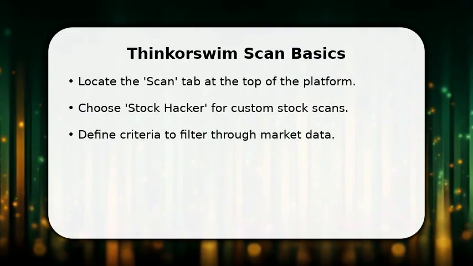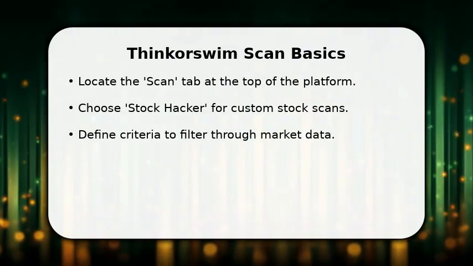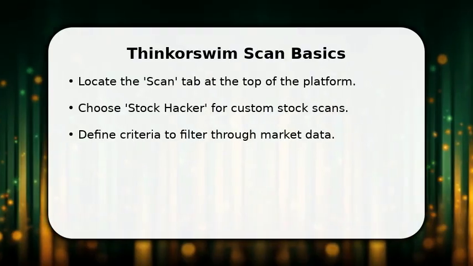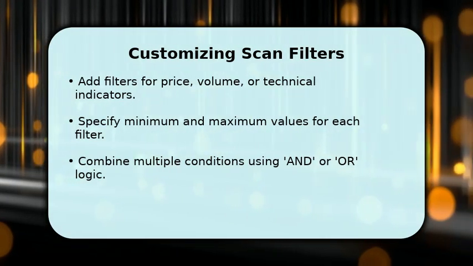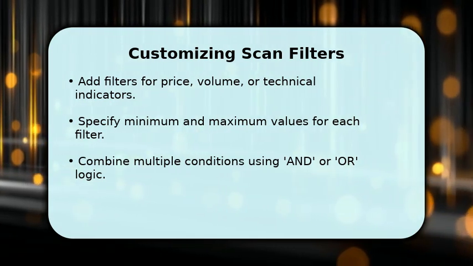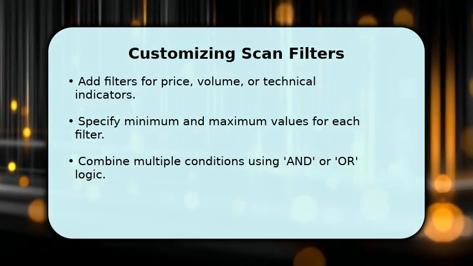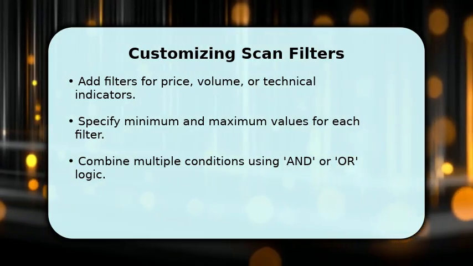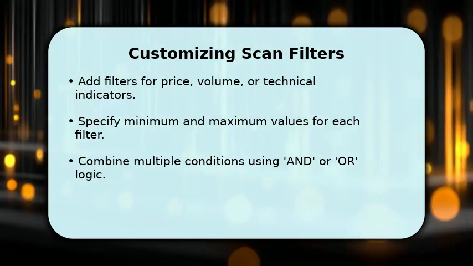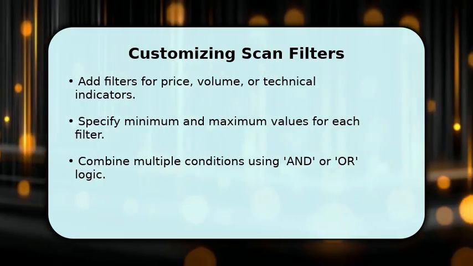You can define specific criteria to find opportunities that match your trading strategy, making market analysis much more efficient and targeted. Once in Stock Hacker, you can start adding filters to refine your search. Click Add Filter to include criteria like price range, average volume, or specific technical indicators. You can set minimum and maximum values for each filter, for example, a stock price between $10 and $500.